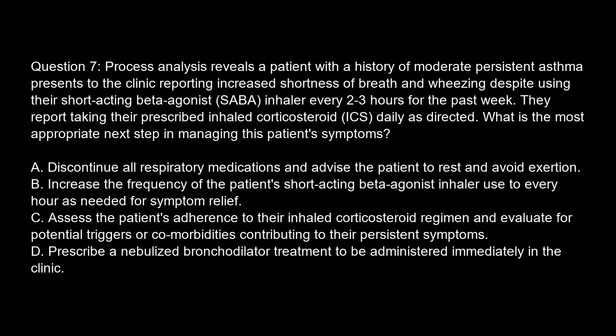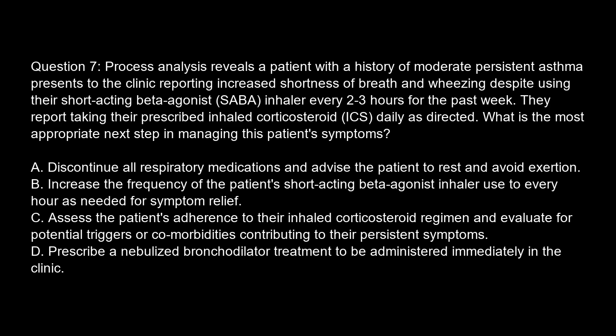Question 7. Process analysis reveals a patient with a history of moderate persistent asthma presenting to the clinic reporting increased shortness of breath and wheezing, despite using their short-acting beta agonist, SABA, inhaler every 2-3 hours for the past week. They report taking their prescribed inhaled corticosteroid, ICS, daily as directed. What is the most appropriate next step in managing this patient's symptoms?